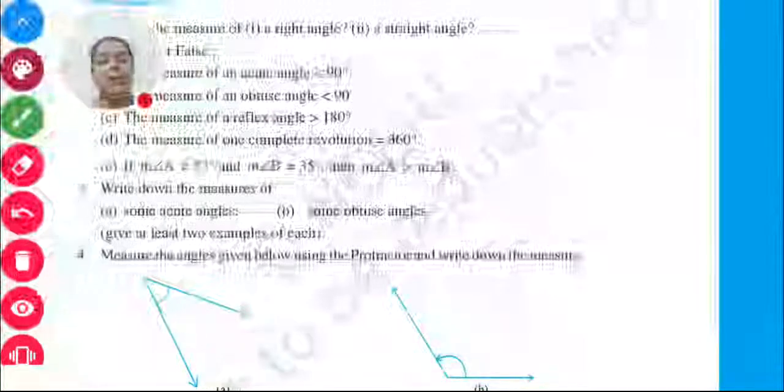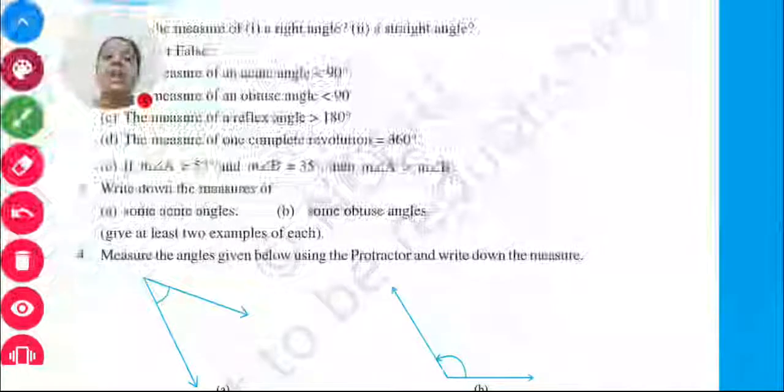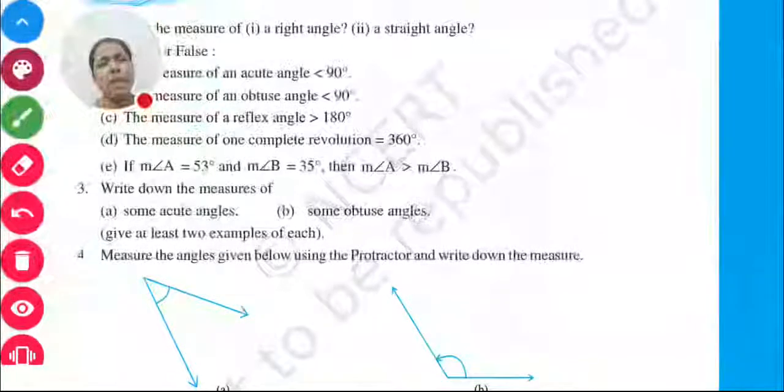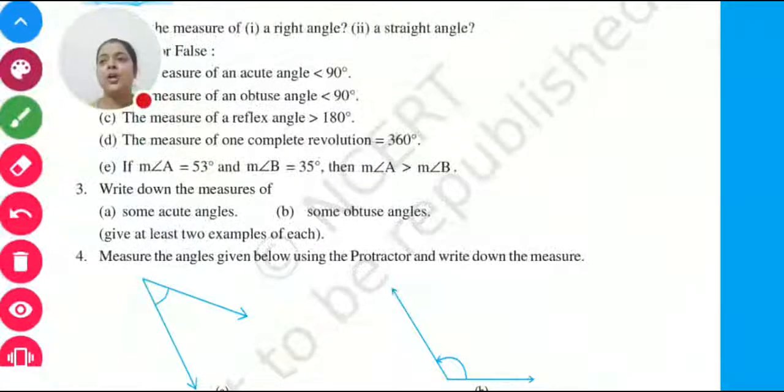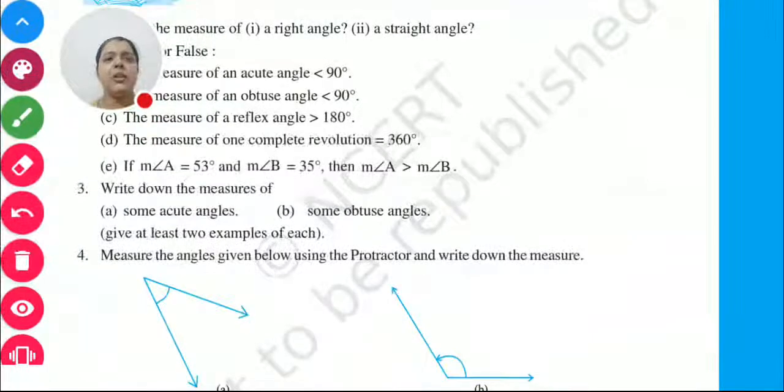Coming to question number 3. Write down the measure of some acute angles. You just need to write down. Write down means you have to mention the angles which are just less than 90 degree. Mention it 45, 47, 89, 33, whatever angle you mention. But make sure if it is more than 90 degree or 90 degree, it will be wrong. So acute angle is always supposed to be less than 90 degree.